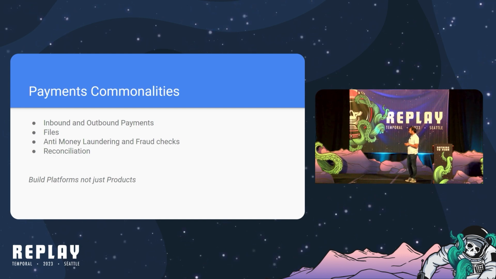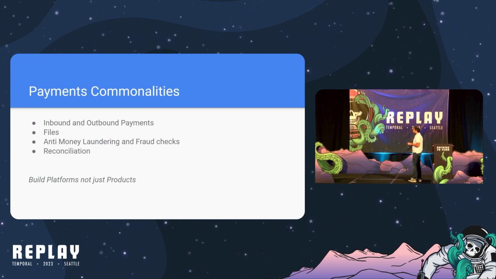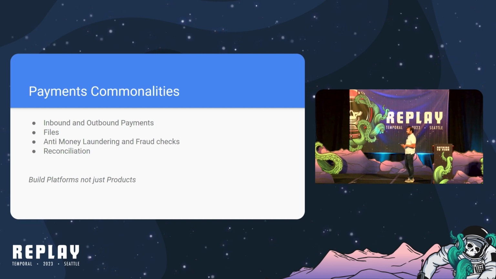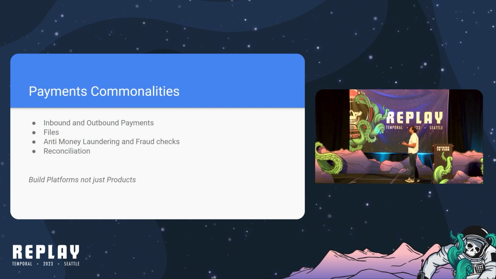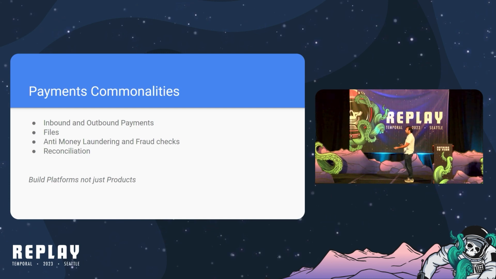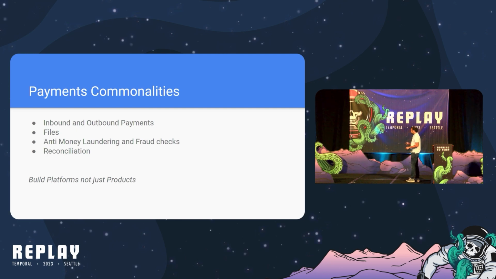And there is reconciliation on all these payments. So reconciliation is a must on all these payments. One thing I would emphasize is, don't build products, but build platforms. That means if you have a new payment rail tomorrow, you should be able to use these systems and these commonalities to your advantage and build your use case or rail on the same platform.